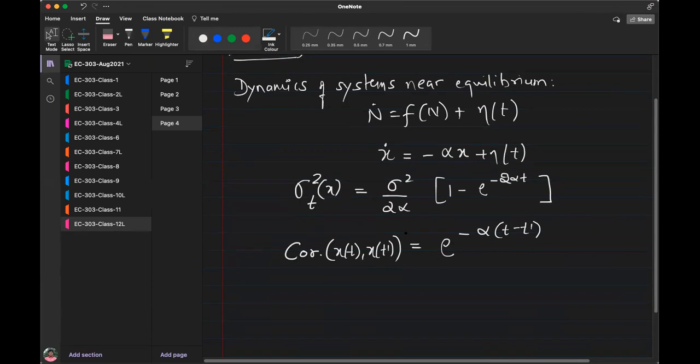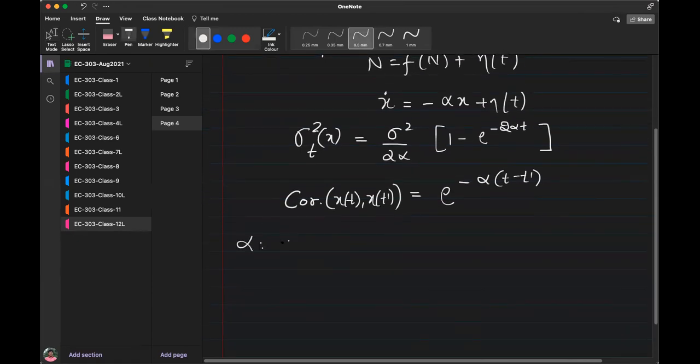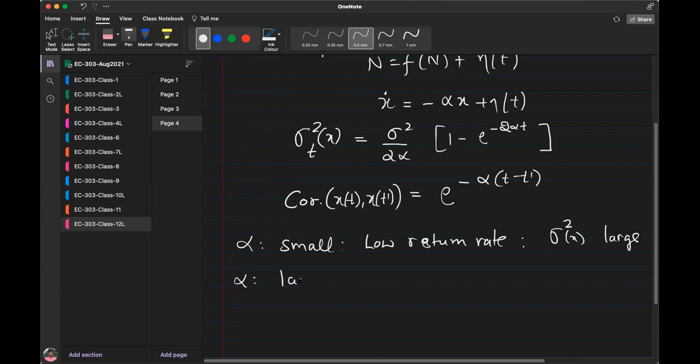And what you have also told me already is that if alpha is small, which means a low return rate, what does low return rate mean? The system doesn't pull back fast enough, right? Sigma square of this x will be large. If alpha is large, meaning a high return rate, sigma square of the stochastic process will be small. This is what we know.